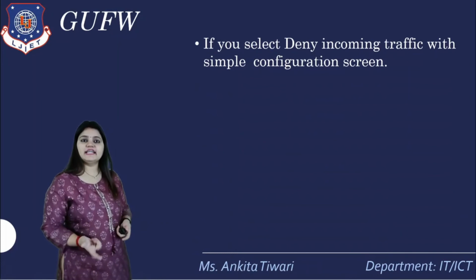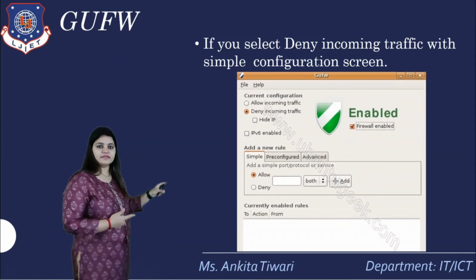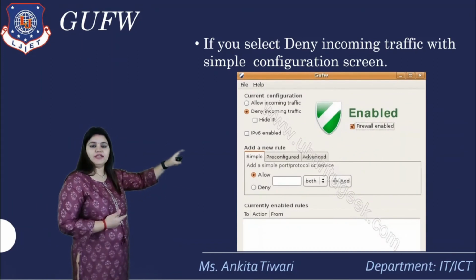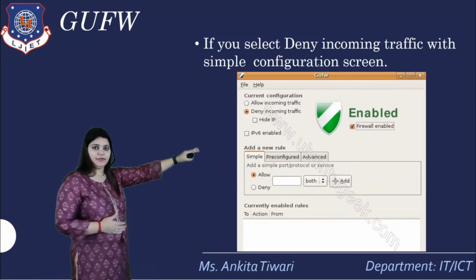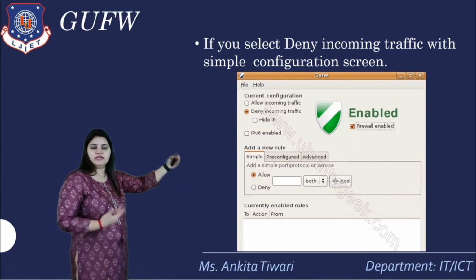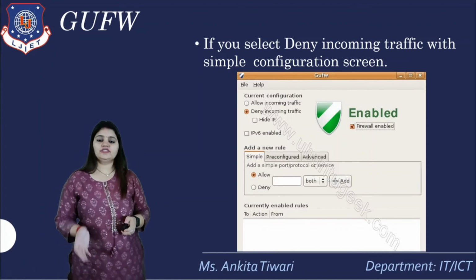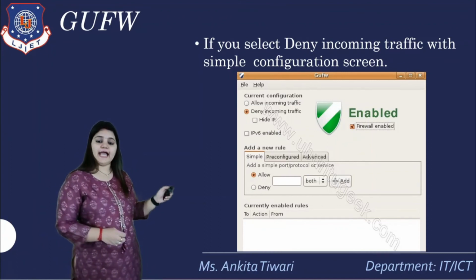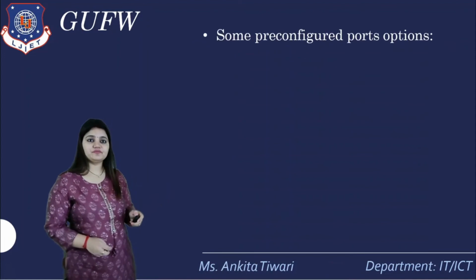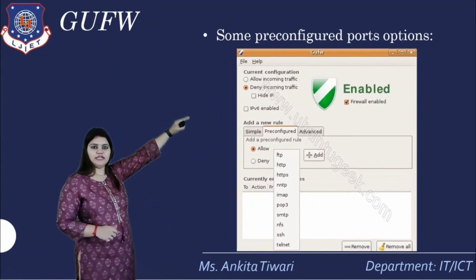Now if you select deny incoming traffic with the simple configuration screen, it will look like this. That means it is denying with the enable part itself. Enable should be there for both things. So deny incoming is the default current configuration which is already there, and you are denying it. This is what happens when you deny it. After that we have some pre-configured port options. If you want to define a rule set denying all the incoming or outgoing traffic, that part will be done.